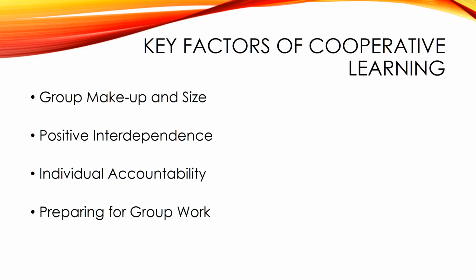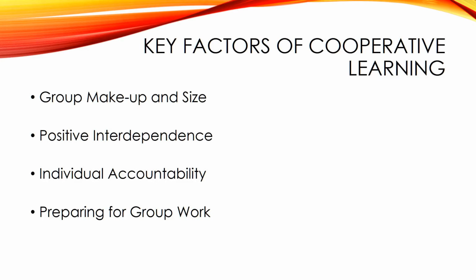So here are some of the key factors or key goals that a good classroom using the cooperative learning model should be working for. The first one is group makeup and size. Groups should ideally be 4 to 6 students in size and should be as diverse in nature as possible. For instance, you'll want to pair students of differing abilities, genders, backgrounds, etc., so that they can learn from each other and learn to get along with each other.